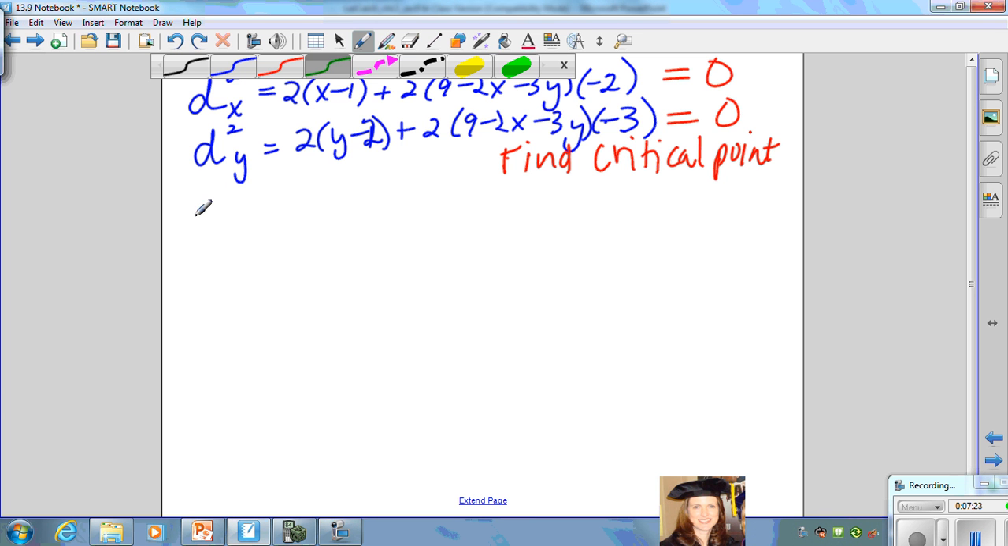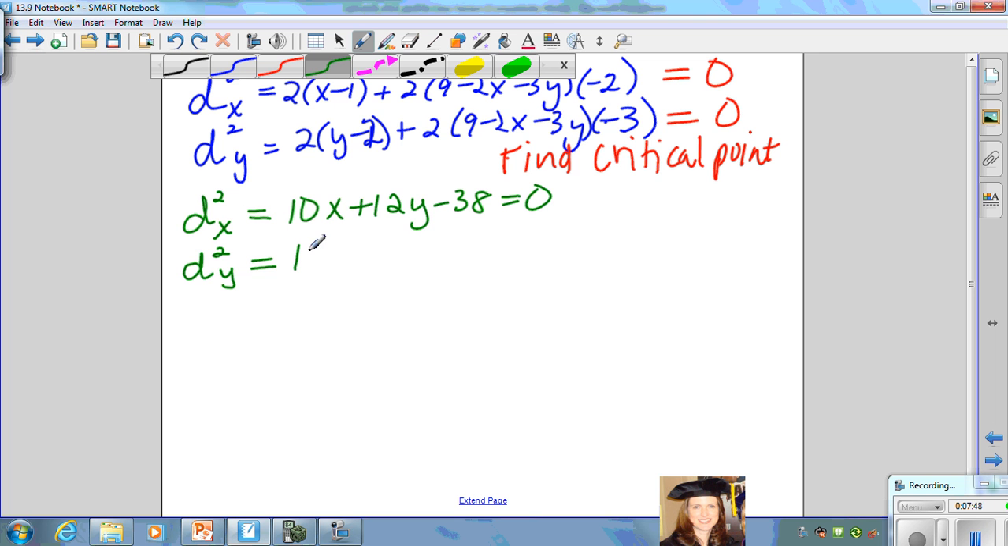Okay, so when we simplify those partial derivatives of d squared with respect to x, and distribute and combine like terms, we end up with 10x plus 12y minus 38. We're going to set that equal to 0. And then we're going to simplify that partial derivative of d squared with respect to y. And when you do that, you get 12x plus 20y minus 58 equals 0.